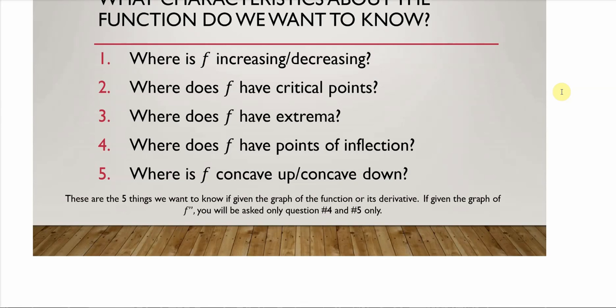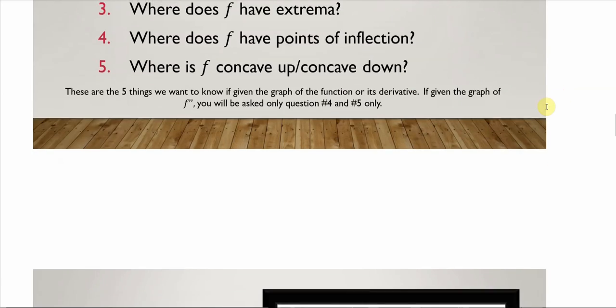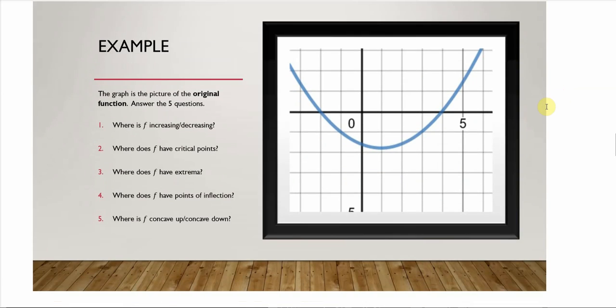Now, these 5 questions are going to be the primary questions they're going to ask you if I give you f and f prime. However, if I give you the picture of f double prime, they're only going to really ask question number 4 and question number 5. Where does f have points of inflection, and where is f concave up, concave down? All right. So here we go. Let's look at some examples.